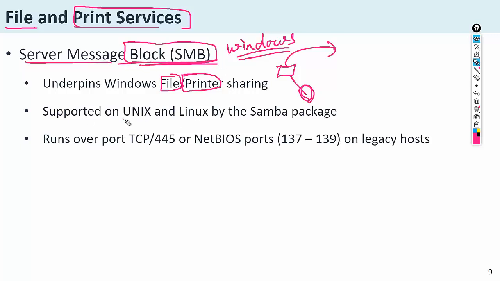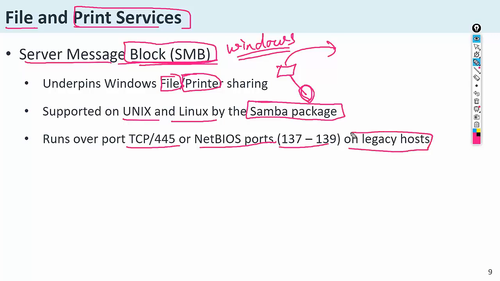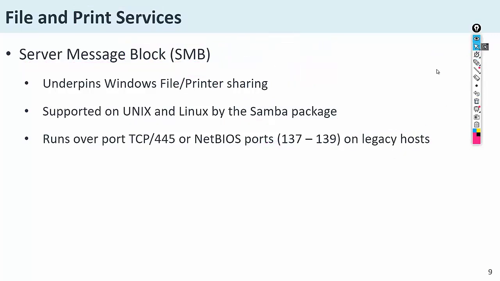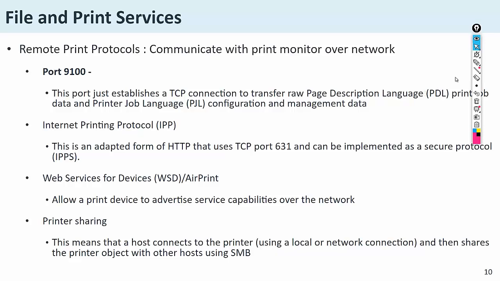SMB is also supported for Unix and Linux by the Samba server or the Samba package. SMB runs over TCP port number 445, or the NetBIOS ports 137, 139 on the legacy host. Legacy host means old systems. So what are the protocols for print services? The protocols communicate with the print device over the network. First is port number 9100.